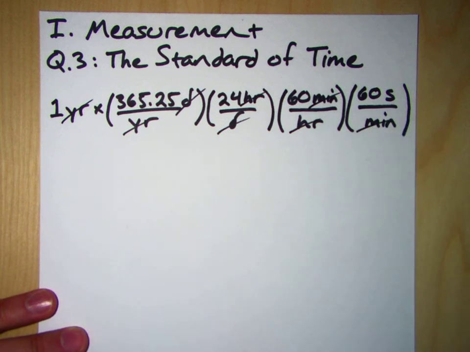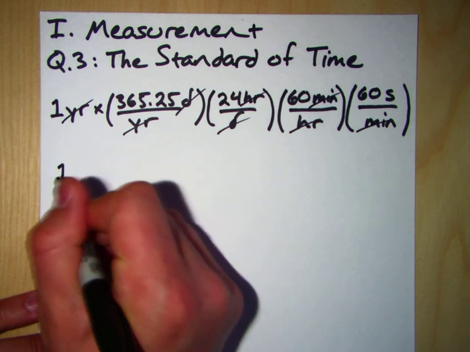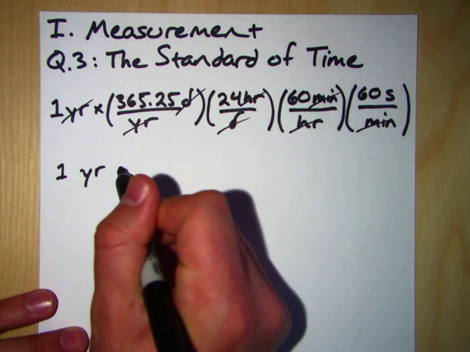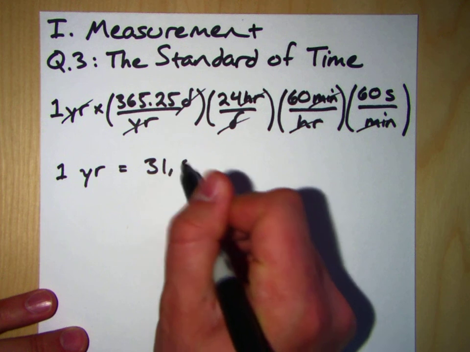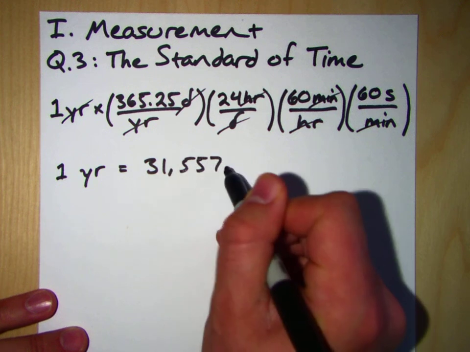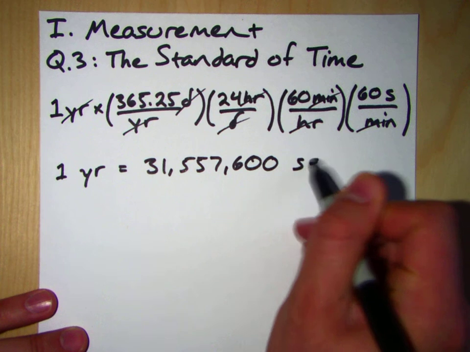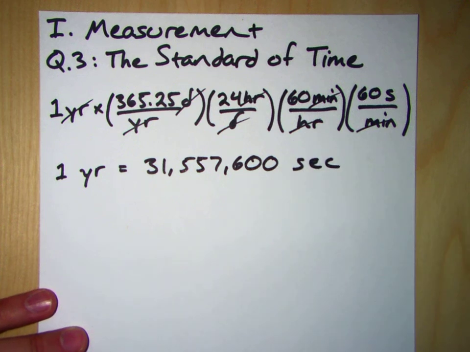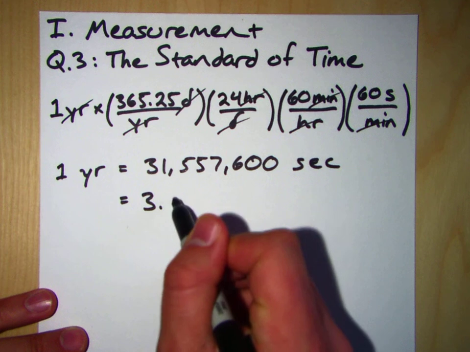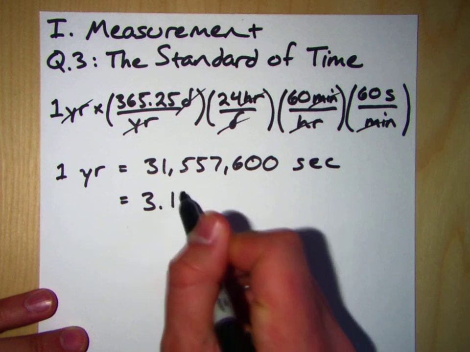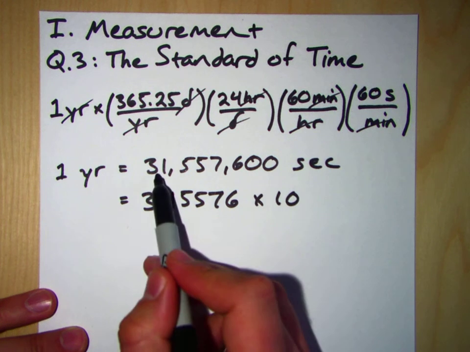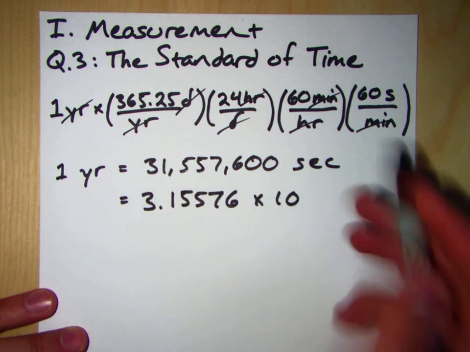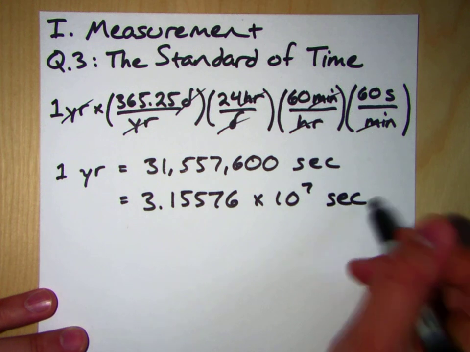So if we multiply all this together, 1 times 365.25 times 24 times 60 times 60, what we get is 1 year is equal to 31,557,600 seconds. Another way to write this is 3.15576 times 10 to the 7th seconds. Not surprising.